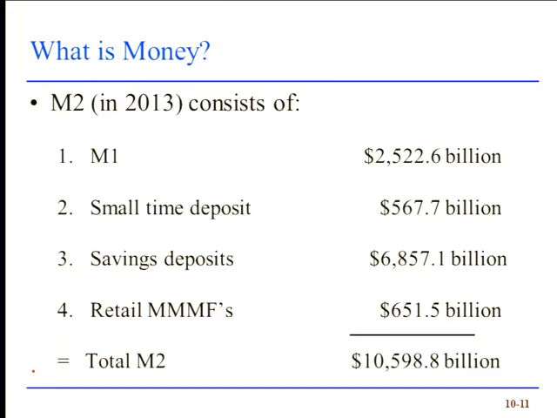Also notice, however, none of these are really the medium of exchange. You can't go anywhere and hand somebody your savings account balance and make a payment with it, or your small time deposit, or your money market mutual fund. So they're not really part of the medium of exchange, which raises the interesting question, why would we count them as money? The reason is that banking technology has improved sufficiently that it's really easy to move funds out of these types of accounts into your M1 accounts.